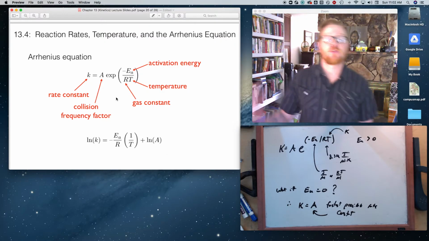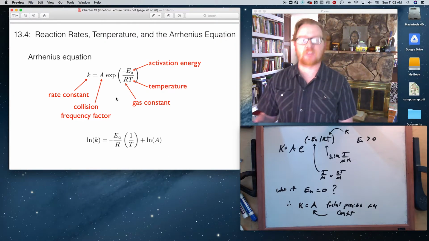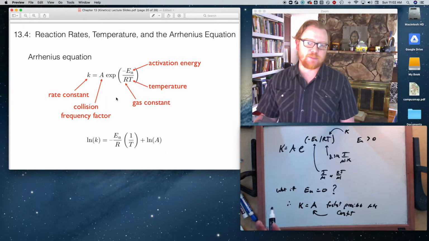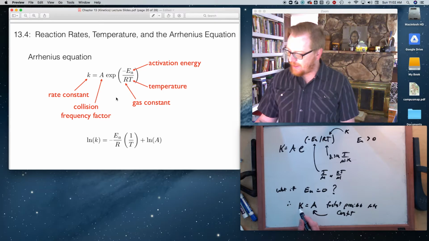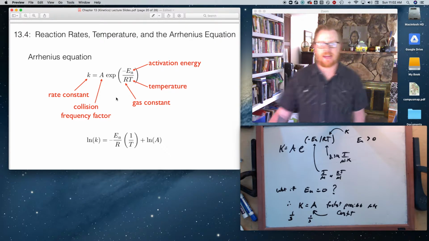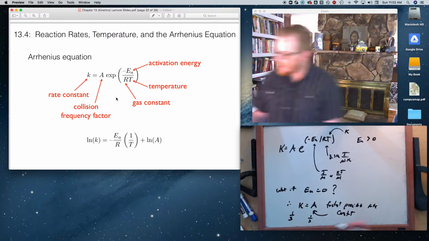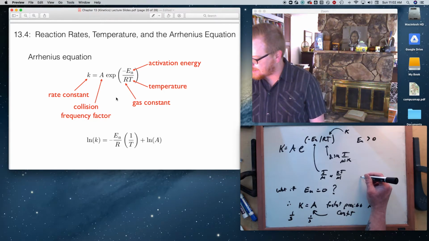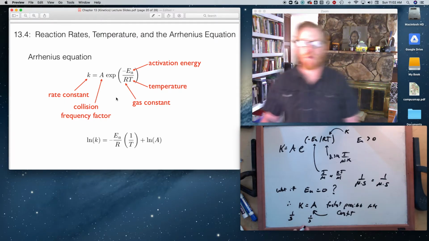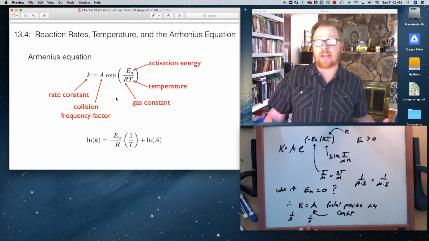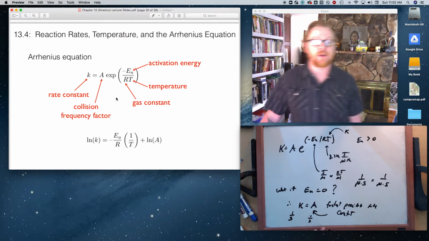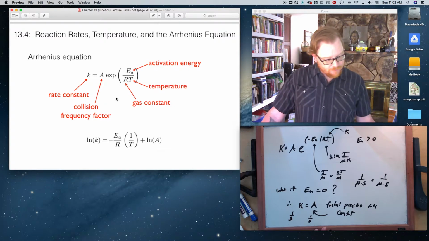That's what A represents. It's the collision frequency factor. It's how often something collides. And if you think about this specifically with the first order reaction, for example, if the units of k are 1/seconds, then the units of the frequency factor also have to be 1/seconds. And that's a frequency. Or even if it was second order and k is 1/molarity per second, then the A is also going to be 1/molarity per second, which does represent a frequency because it is 1/seconds.